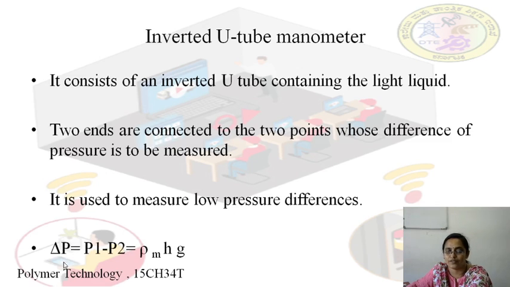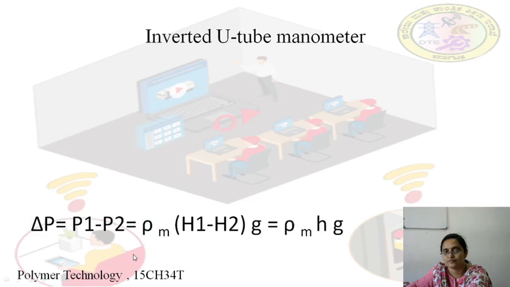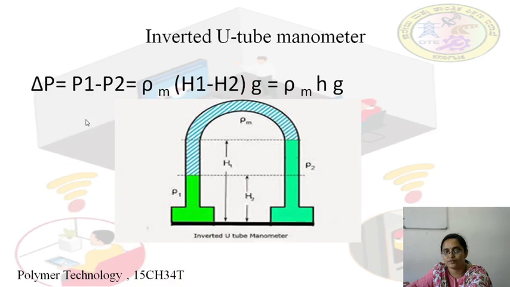So, delta P, or difference in pressure, can be given by P1 minus P2, which is rho m, the density of the manometric fluid, times H times G. Delta P, meaning P1 minus P2, can be measured by the simple formula rho m H G. Rho m is the density of the manometric fluid filled in the tube, H is the height or pressure head, and G is the acceleration due to gravity.